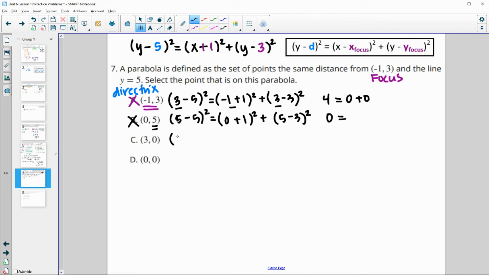3, 0. So 0 minus 5 squared equals x coordinate 3 plus 1 squared plus the y coordinate minus 3 squared. So 0 minus 5 is negative 5, squared is 25. 3 plus 1 is 4, squared is 16. 0 minus 3 is negative 3, squared is 9. 16 plus 9 is 25. So this one is on the parabola.